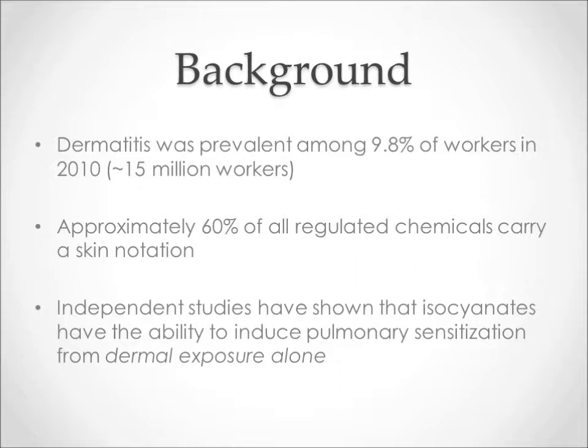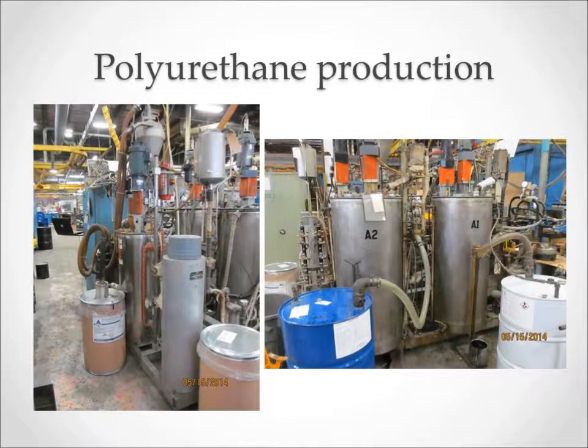In the case of isocyanates, independent studies have shown that from dermal exposure alone, these chemicals have the ability to induce pulmonary sensitization, producing asthma-like symptoms to those exposed. In the polyurethane industry, products are typically comprised of two main components, an A side, which contains the isocyanate, and a B side, which has a polyol.